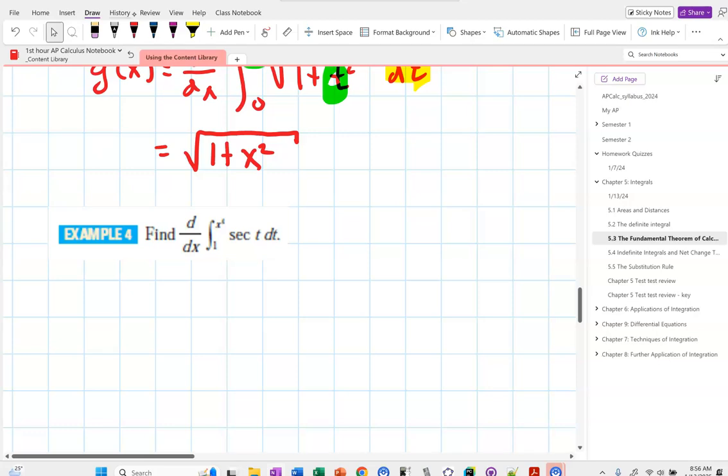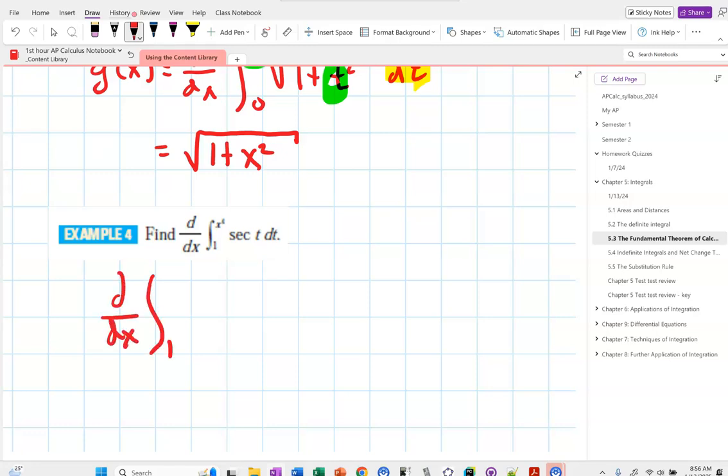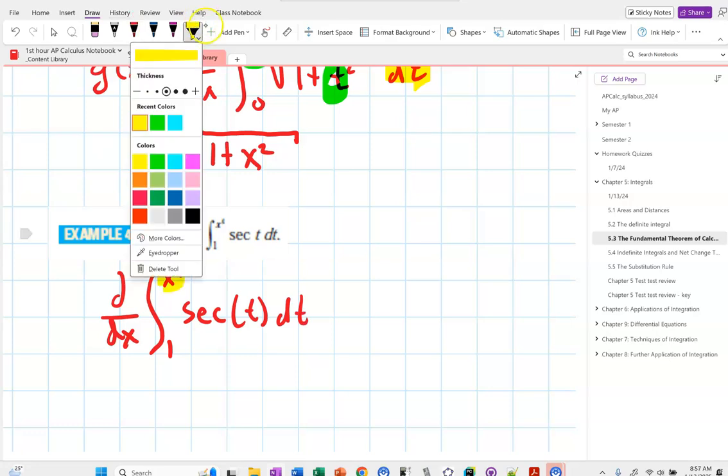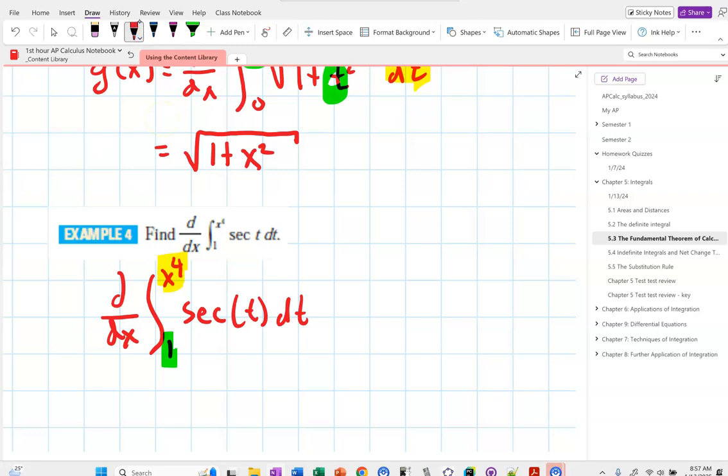All right. What about this one? If I want the derivative of the integral from 1 to x to the fourth of secant t dt. What do you notice that's different about this one than the previous one? Yeah, the x to the fourth. Notice that it starts at 1 and not 0. Does that matter? What do you think? Not when we're taking the derivative. Does the x to the fourth matter? Oh, yes.